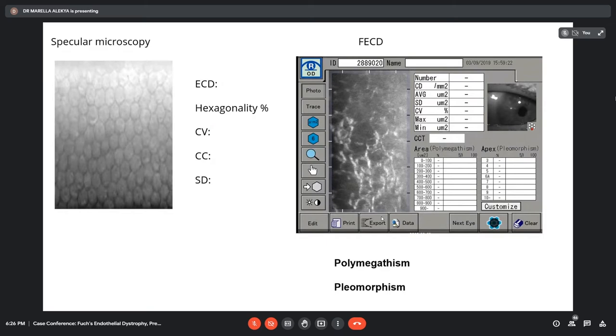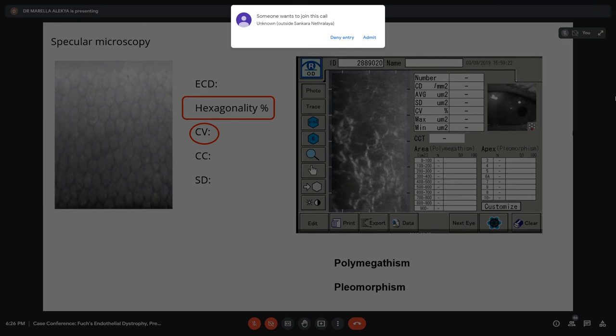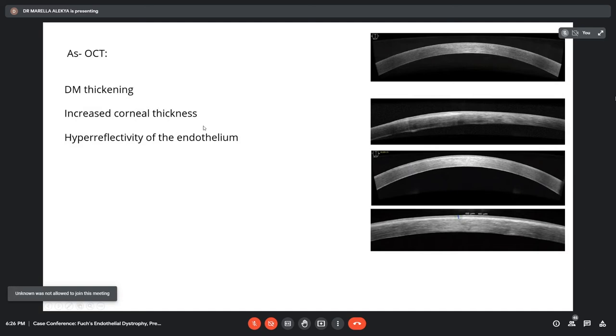Go ahead, ma'am. Polymegathism is indicated by the coefficient of variation, and pleomorphism is given by hexagonality. Greater than 50 to 60% hexagonality is normal, and CV should be less than 33 is normal. And we do AS-OCT. Generally, we see DM thickening, increased corneal thickness, and hyperreflectivity of endothelium. In this OCT, we can see the thickening of the cornea. And in this OCT, we can see subepithelial fibrosis.